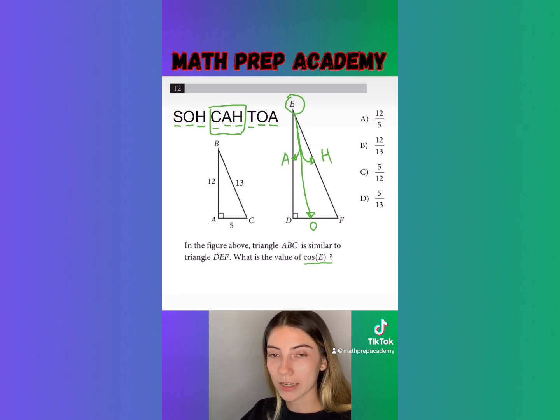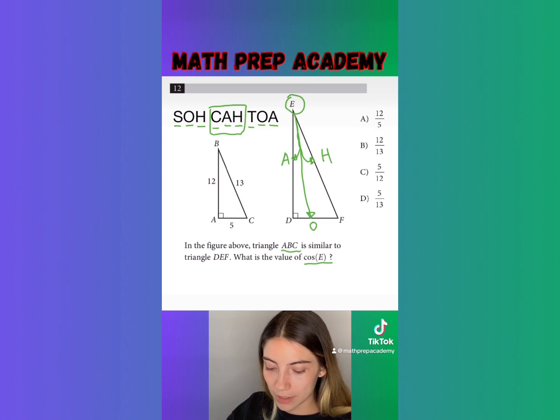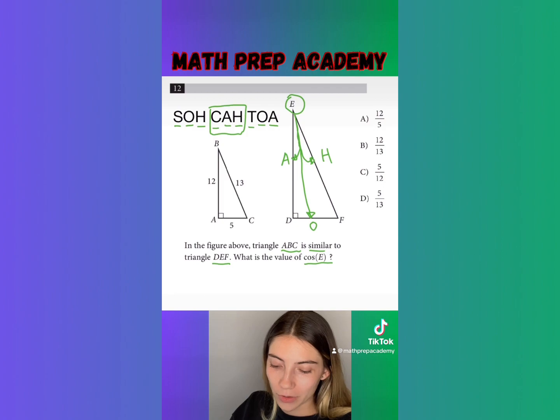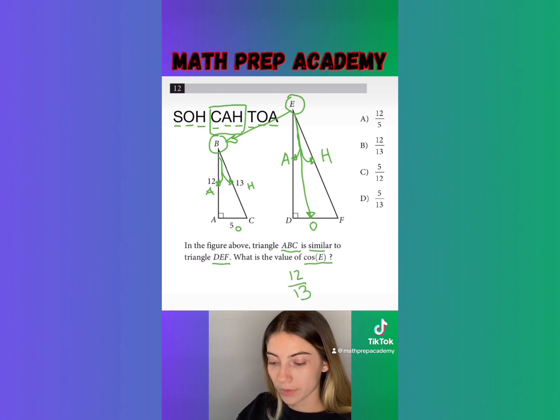So as you can see, the big triangle doesn't have any numbers, but because ABC is similar to DEF, we can use ABC to solve for it. So E is going to be the same as B. And if we need to determine what the cosine is, these are going to be our opposite, adjacent and hypotenuse. So we can do our adjacent over hypotenuse. So 12 over 13. And our answer is right here.